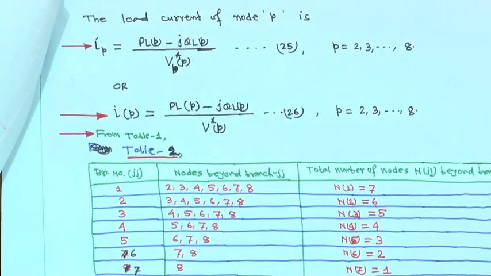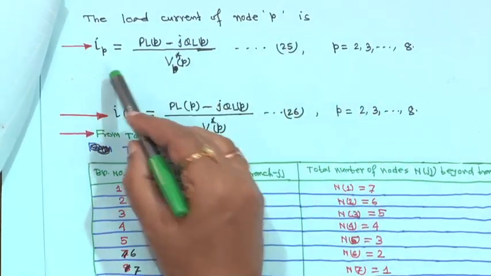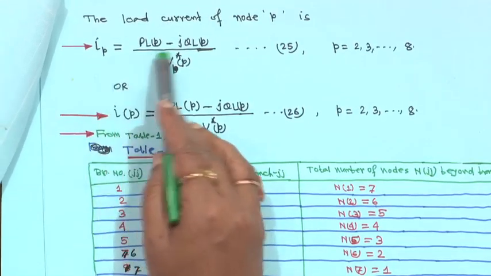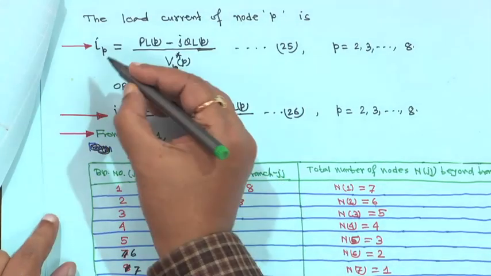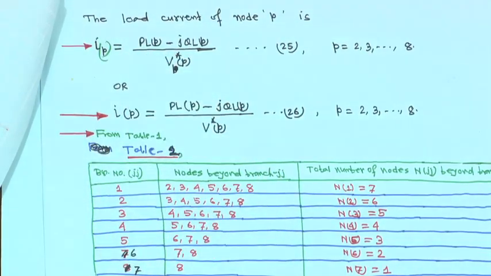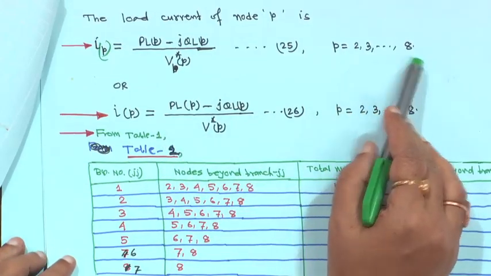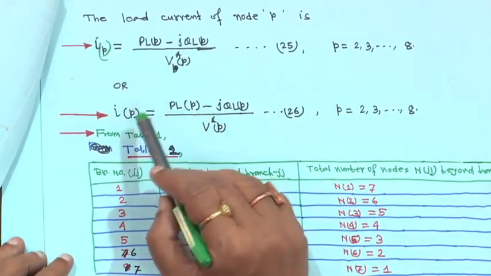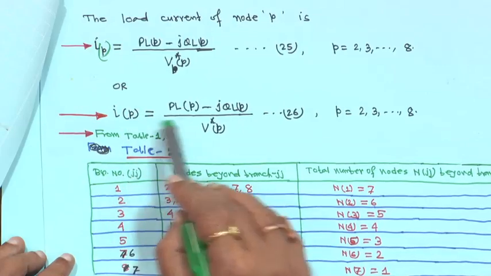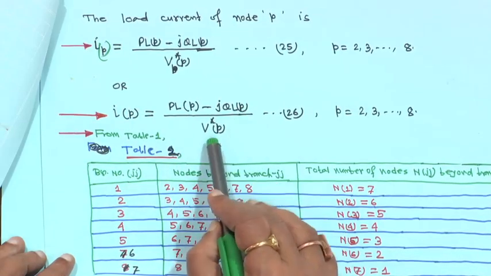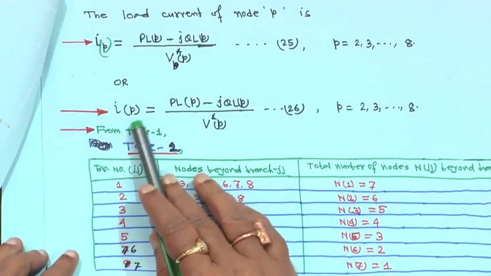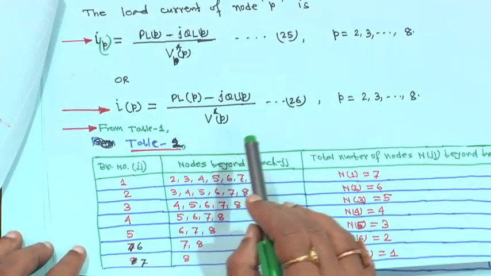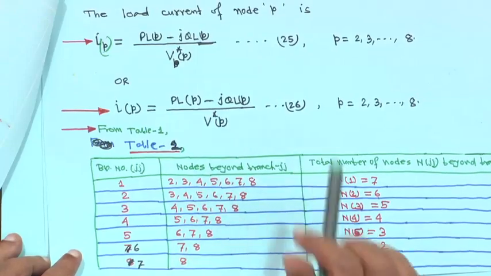Therefore, the load current of say node P can be written as IP equals PLP minus JQLP upon V conjugate P in bracket. This one also, if you want, you can put in bracket, no problem. But for the general case, P is equal to 2, 3, 4, because the currents are at nodes 2, 3, 4. So here IP is equal to PLP minus JQLP upon V conjugate P, where P is equal to 2 to 8. If you put P is equal to 2, you will get the I2 value. If you put P is equal to 3, the initial values are known, right.